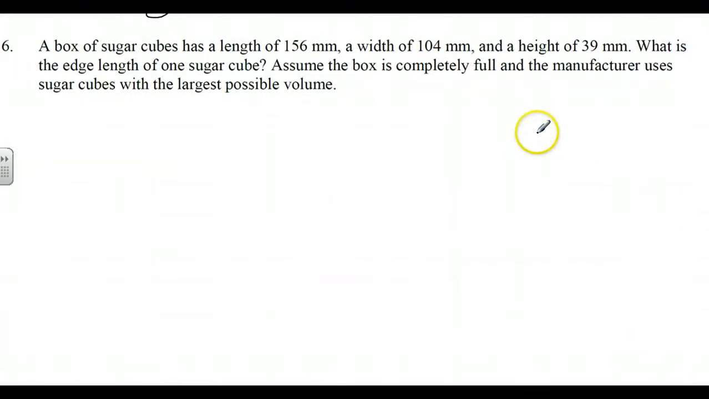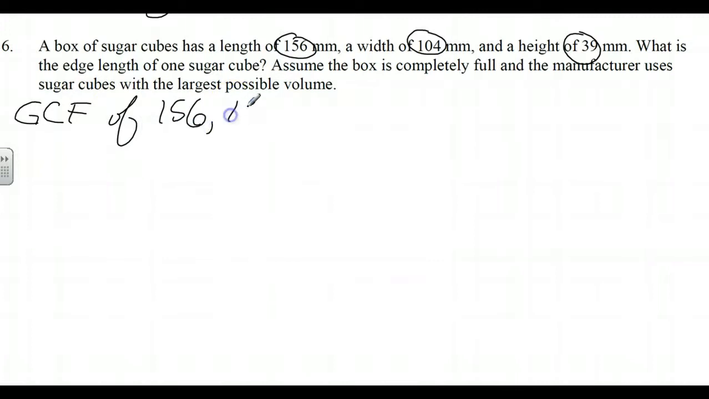A box of sugar cubes has a length of 156 millimeters, a width of 104, and a height of 39. What is the edge length of one sugar cube? Assume the box is completely full and the manufacturer uses sugar cubes with the largest possible volume. So basically what we're looking for here is the largest number that goes into all three of these. And the largest number that goes into all three is called the greatest common factor. So we need the GCF of 156, 104, and 39.